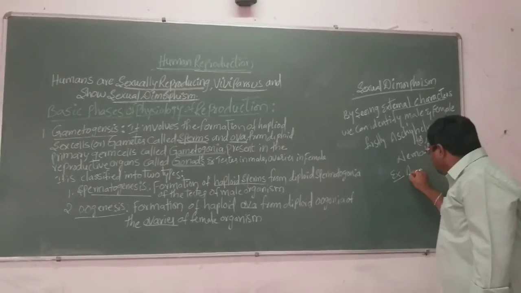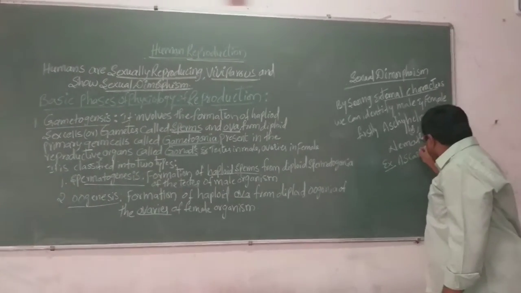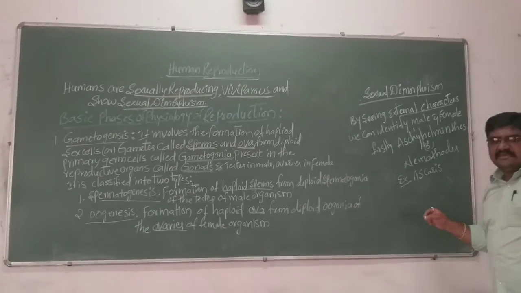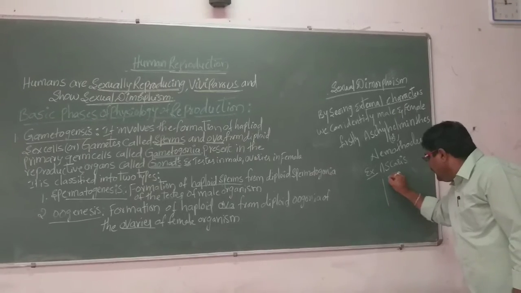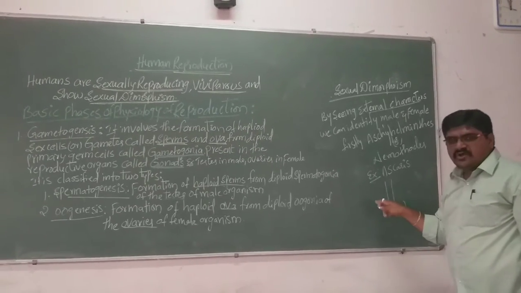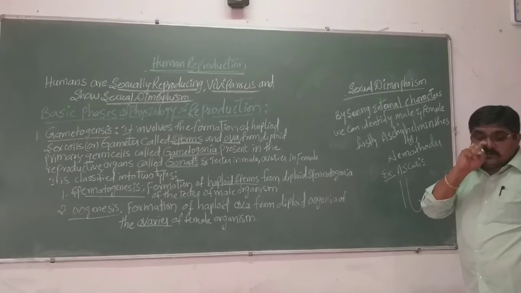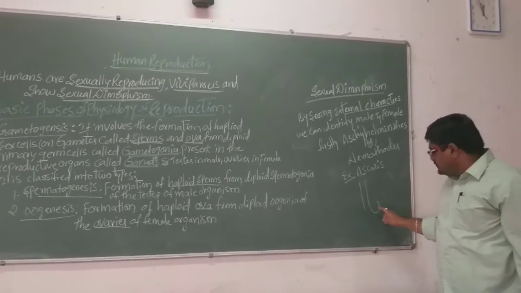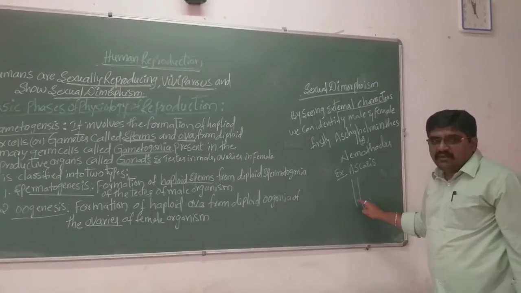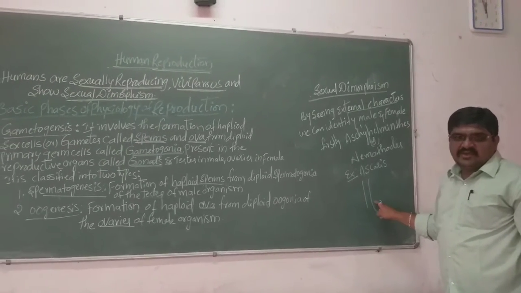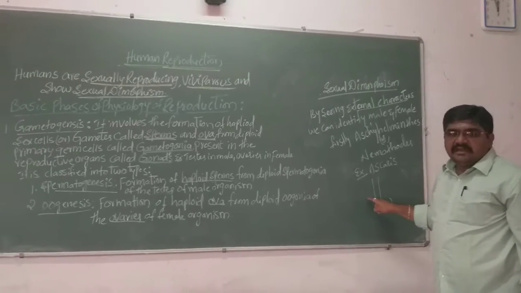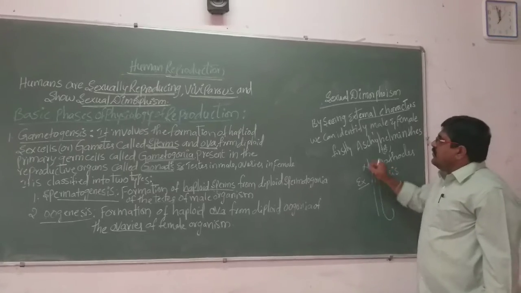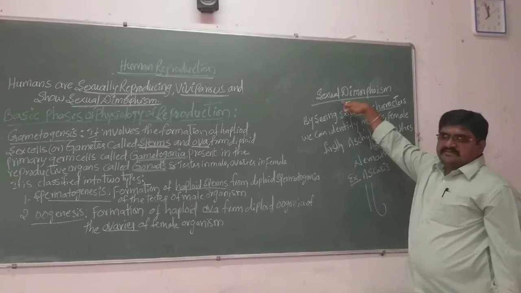And Ascaris, where we can see the male and female. The males are very short in structure, while the females are longer in structure and show a curvy nature. With the help of these external characters we can easily differentiate the male and female organism, so we can call that sexual dimorphism.